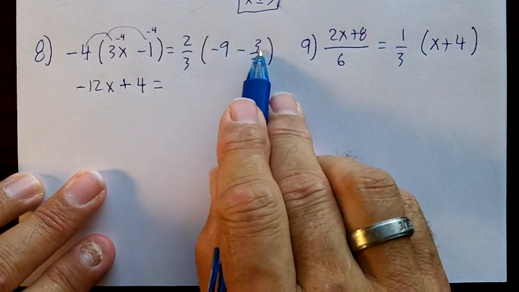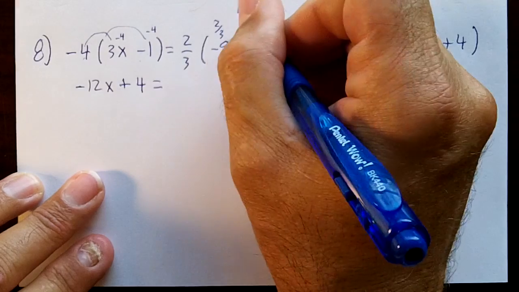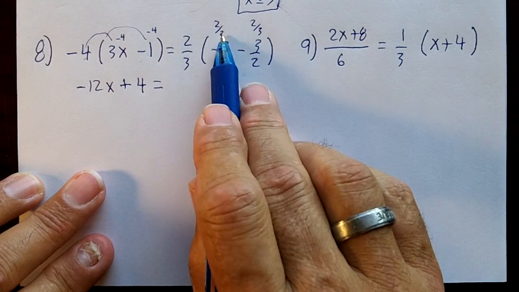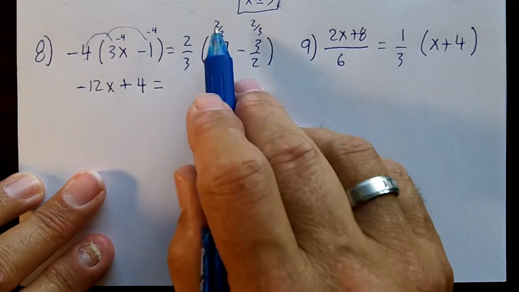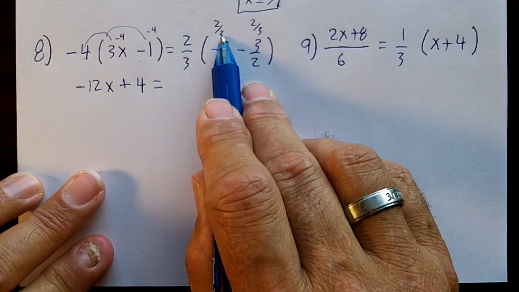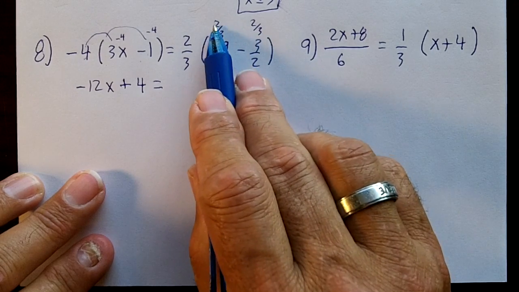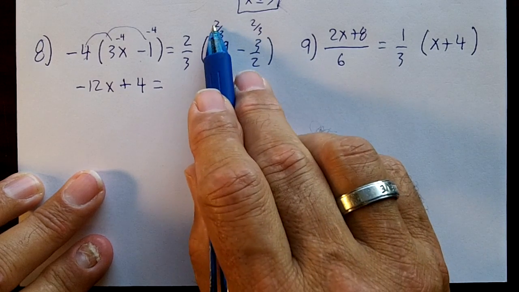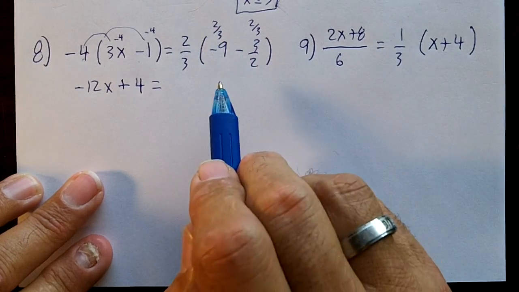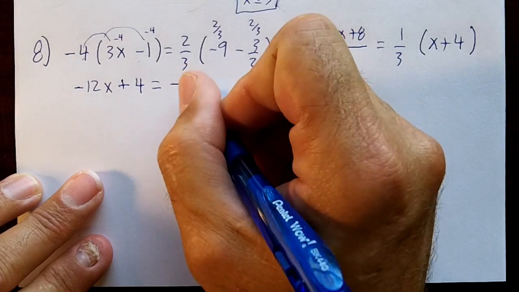Equals, this is a little tricky. We're going to put 2/3 on top of this. So 2/3 and 2/3. 2/3 means to multiply by 2 and divide by 3. So right here, we would do -9 times 2 divided by 3. 9 times 2 is 18, divided by 3 is 6. And a negative times a positive is a negative. So this will be -6.